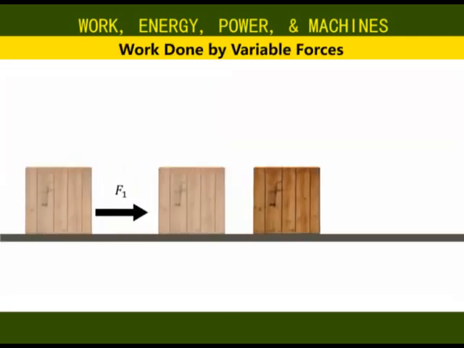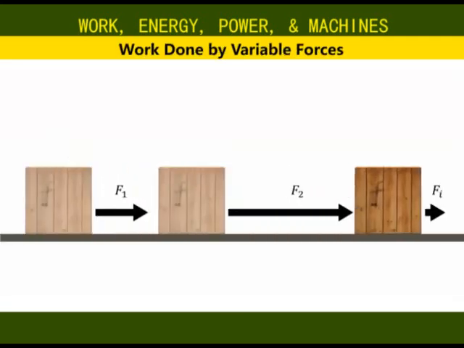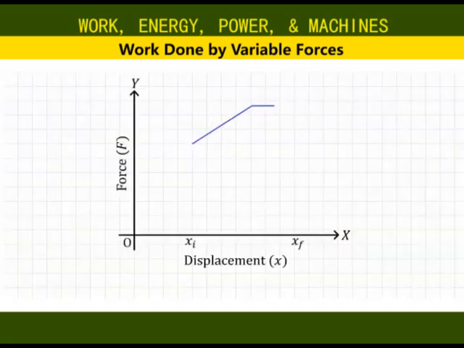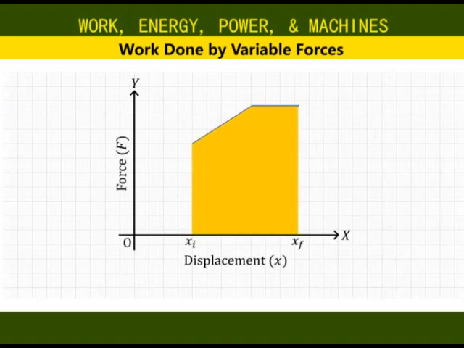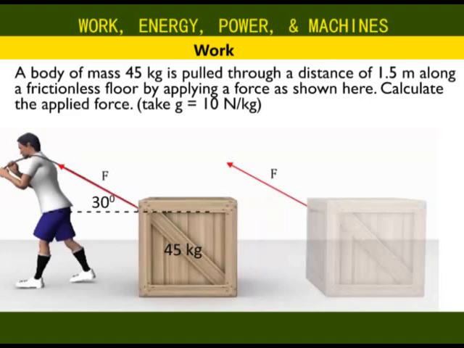If the applied force varies along a given distance, then the work done can be obtained by plotting a graph of force against distance and determining the area under the graph. Let's take an example. A body of mass 45 kilograms is pulled through a distance of 1.5 meters along a frictionless floor by applying a force as shown here. Calculate the force applied.